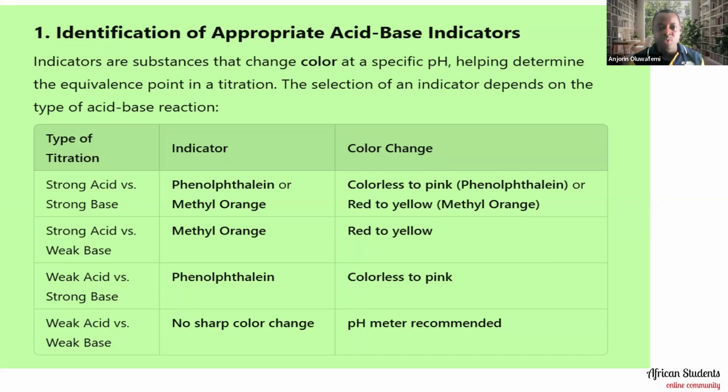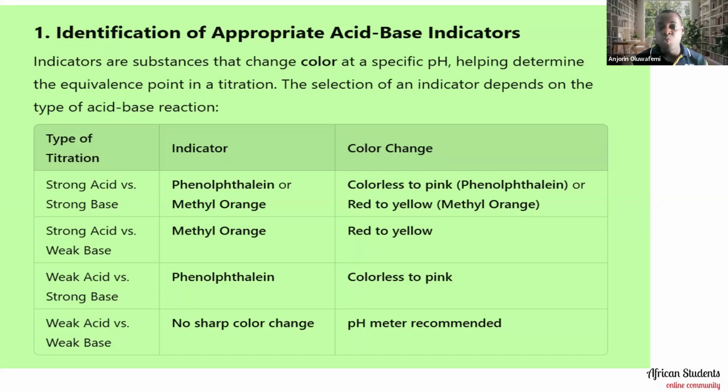Now, let's look at this table. If you have a strong acid being titrated with a strong base, we can use any indicator. Indicators like phenolphthalein will be okay. Methyl orange will be wonderful. When we use phenolphthalein, the color transition is initially colorless, but it turns pink when the endpoint is about to be reached, and then it completely becomes pink at the endpoint. For methyl orange, you have a transition from red to yellow.